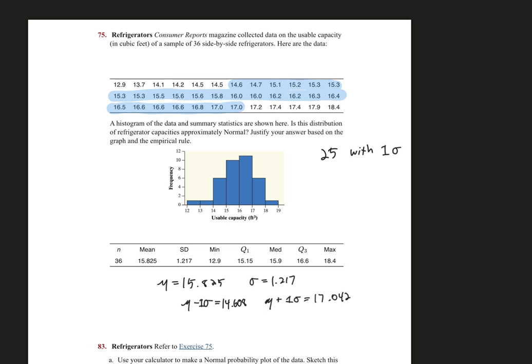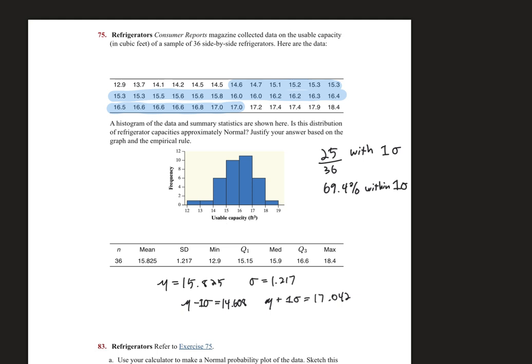Okay, 25 out of the 36. 25 divided by 36 is 69.4%. So that means 69.4% are within one standard deviation of the mean, and the empirical rule says 68%. So that's pretty close.